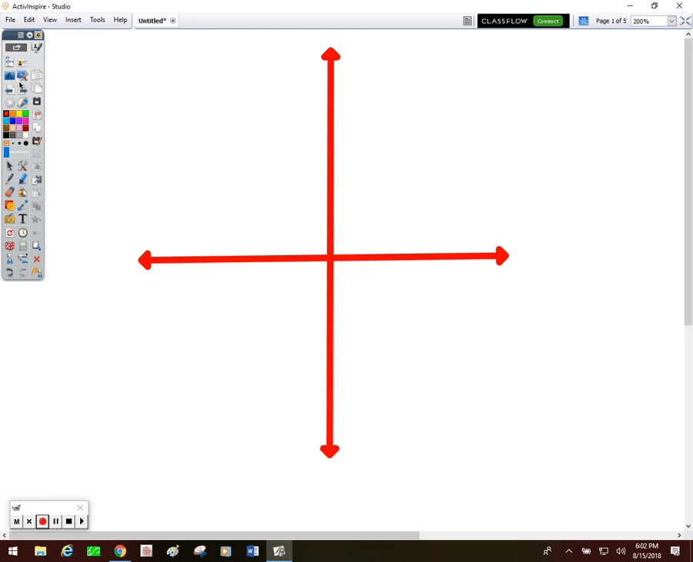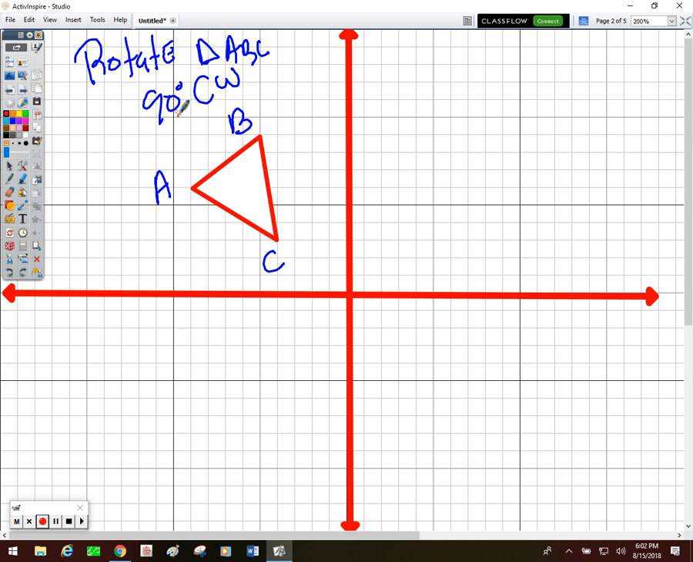Alright, so let's look at what we're going to do here. We're going to rotate triangle ABC 90 degrees clockwise. That means, if we're in these quadrants, this is quadrant 2, so clockwise is to the right, which means we're going to go into quadrant 4.